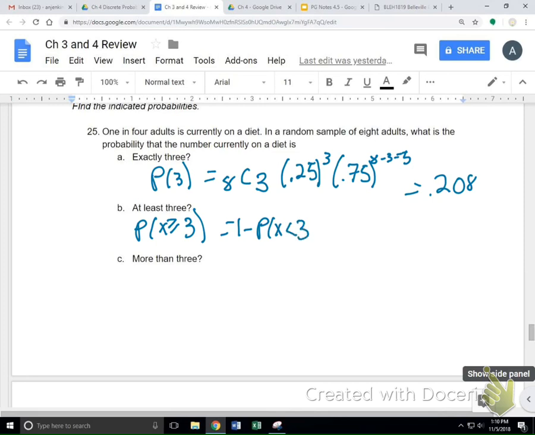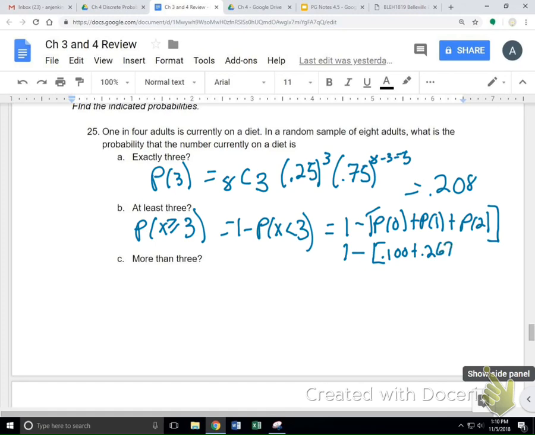The probability of x being greater than or equal to 3 equals 1 minus the probability of x being less than 3. When I work these out, you guys can do it too. Just use that same formula and substitute it. I end up with 1 minus the probability of 0 plus probability of 1 plus the probability of 2, which is going to be 1 minus 0.100 plus 0.267 plus 0.311, which equals 0.322.